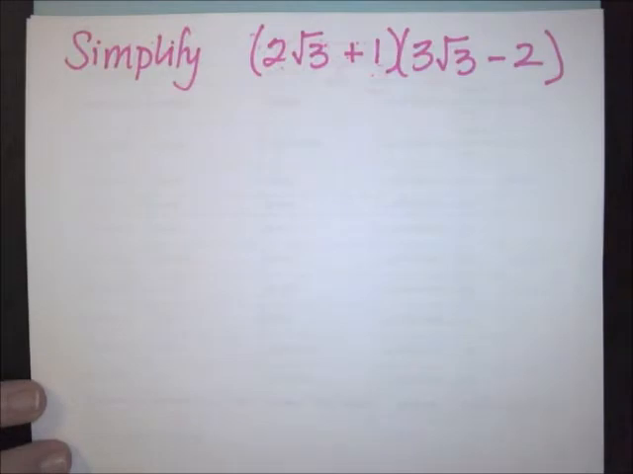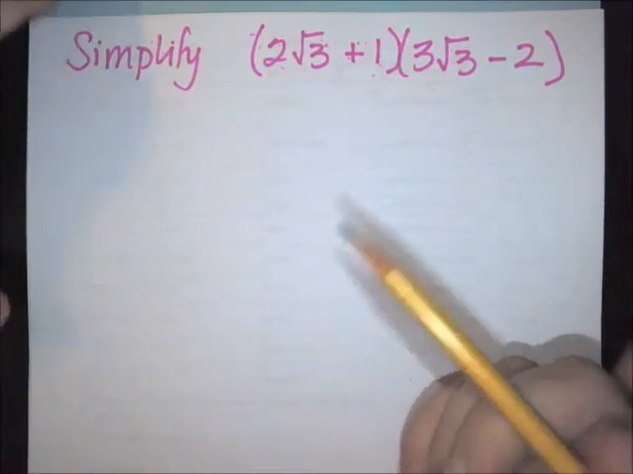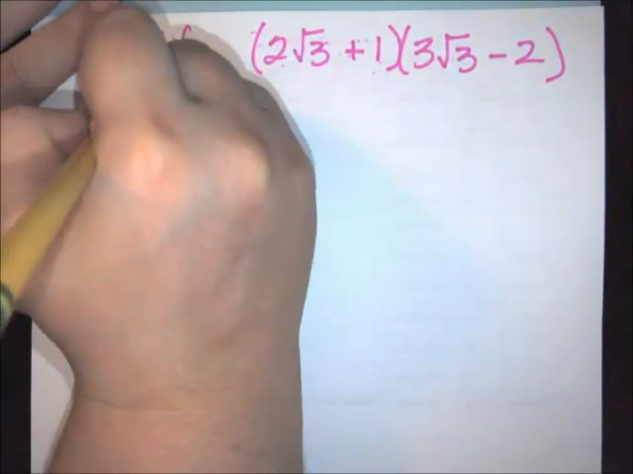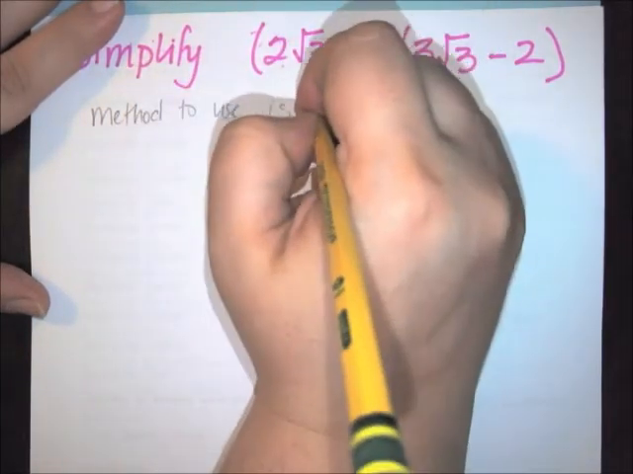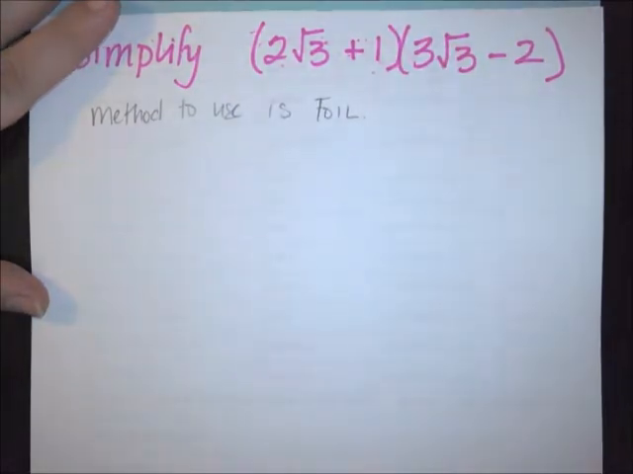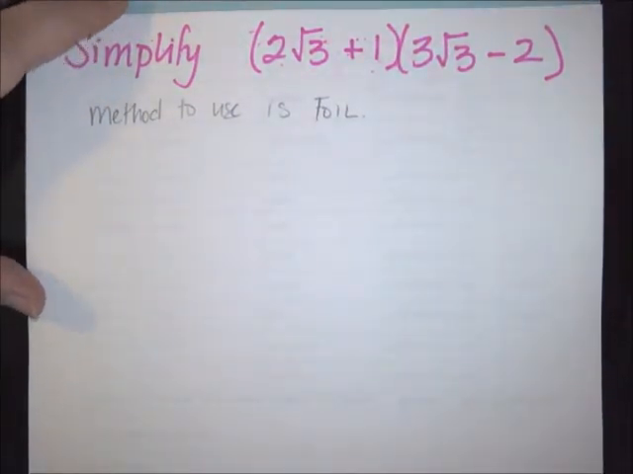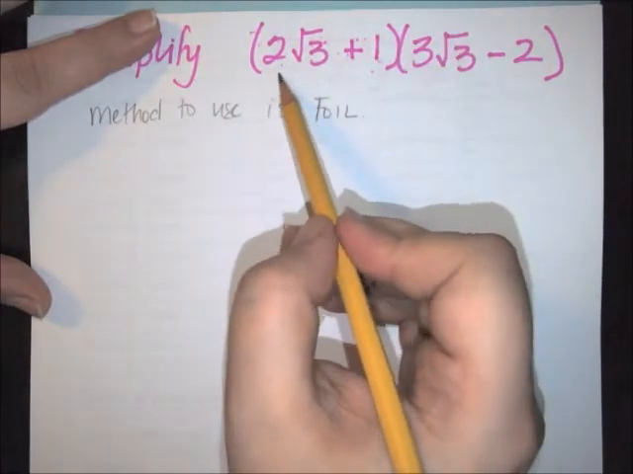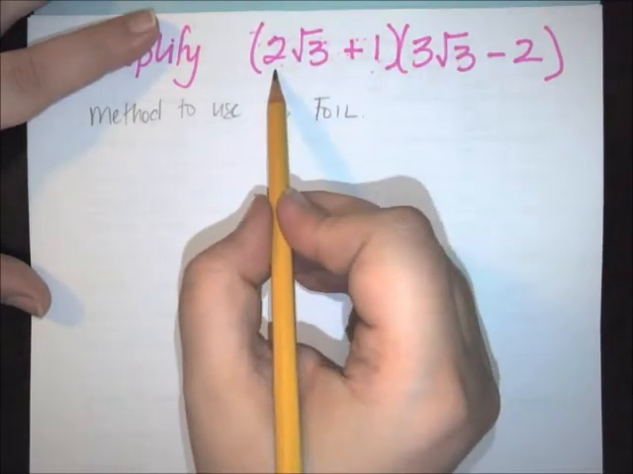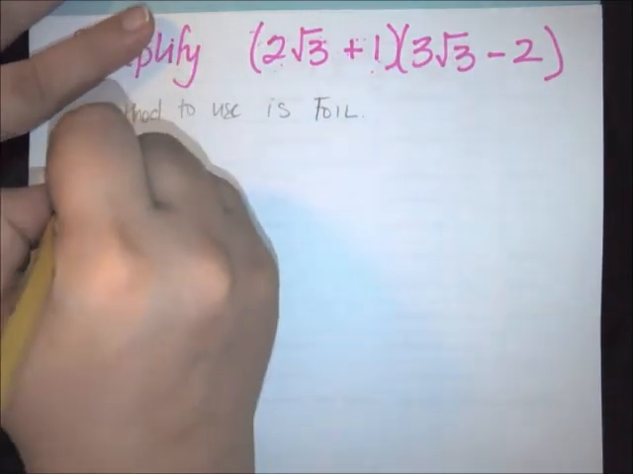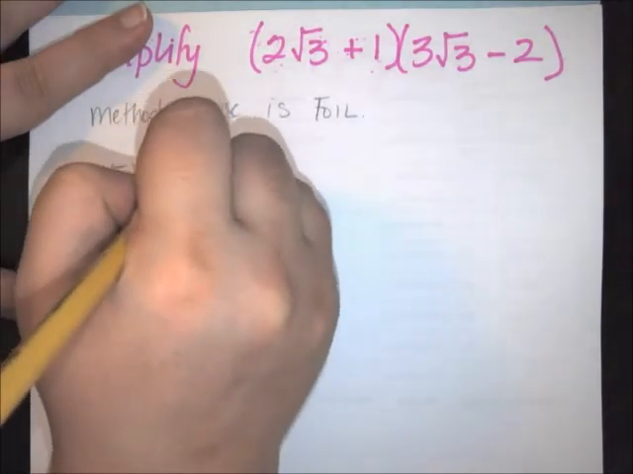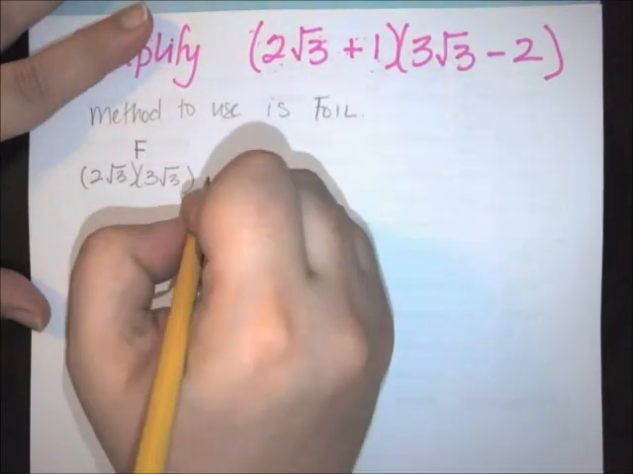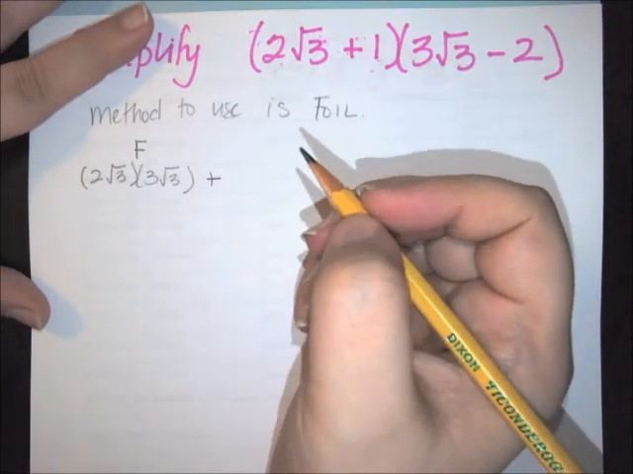Alright, let's look at another one, slightly different. So here I am multiplying 2 binomials together. So when we do this, the method to use is FOIL. FOIL again means first, outer, inner, last. So I have my first. So this is going to be 2 square roots of 3 times 3 square roots of 3. This is first.